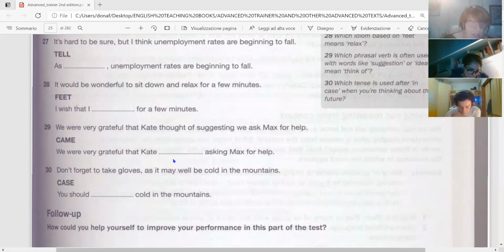So, came up with the suggestion, or the idea of. You can also use the idea of. So the idiom is to come up with. That is, came up with, and then of. A suggestion, or the suggestion, or the idea of.